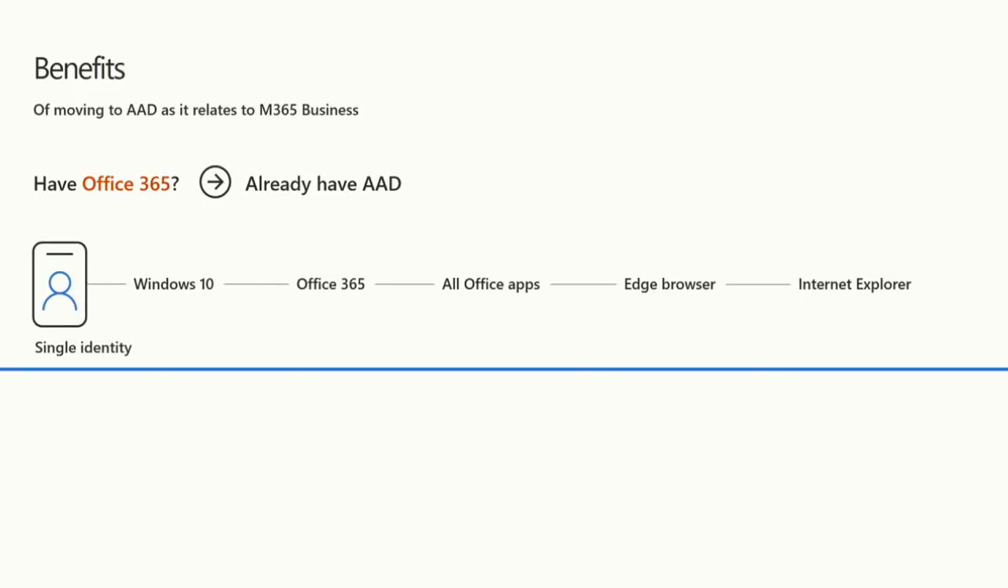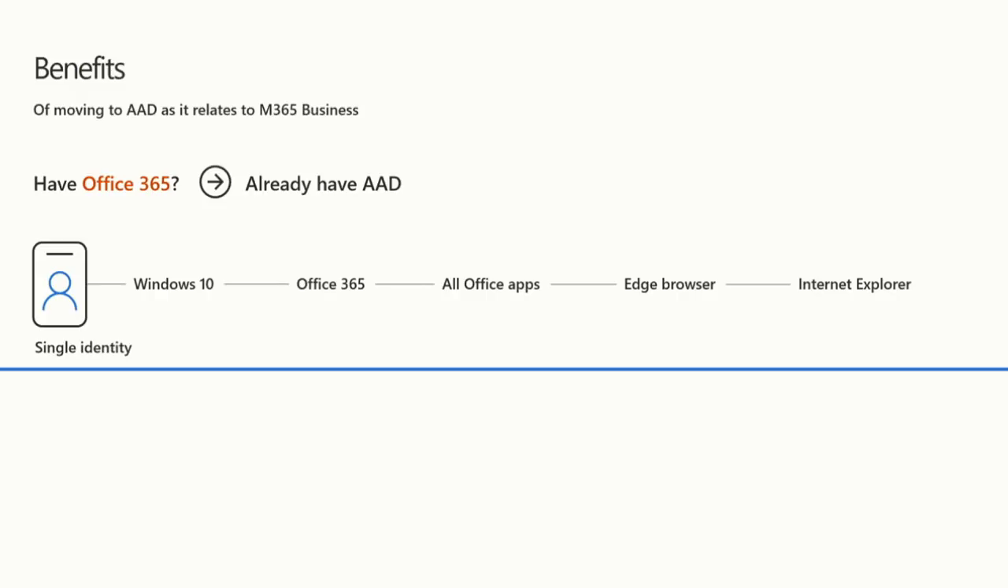So what does it give us when we get there? At the end of the day, the benefit is it's going to give us one single username and password that's going to give us our licensing for Windows 10, Office 365, all of our online Office apps, Edge browser, Internet Explorer. It's all going to be there.